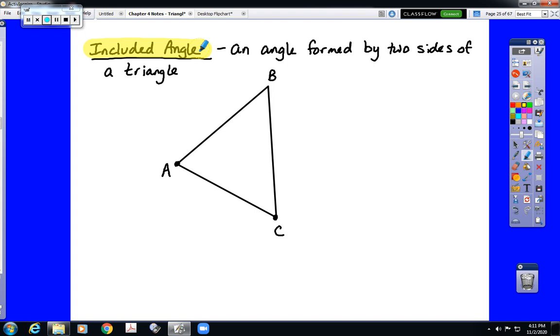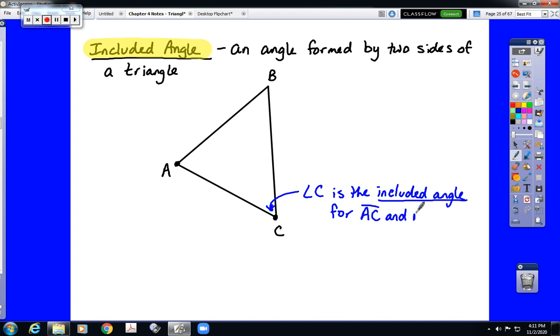An included angle is an angle formed by two sides of a triangle. So for instance, if we look at angle C down here, angle C is the included angle for sides AC and BC. Those two sides form angle C, so that makes C the included angle for those two sides. They make that angle up.